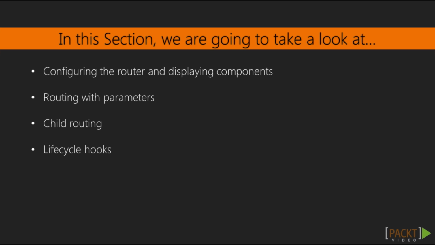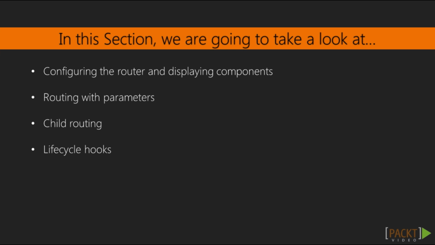An important new feature of the router, which was released in the release candidate 1, is child routing, which leads to a better structure of routes. So we'll learn about how that works. And finally, we will cover lifecycle hooks, which are triggered at various important times of the life of our components and routes.